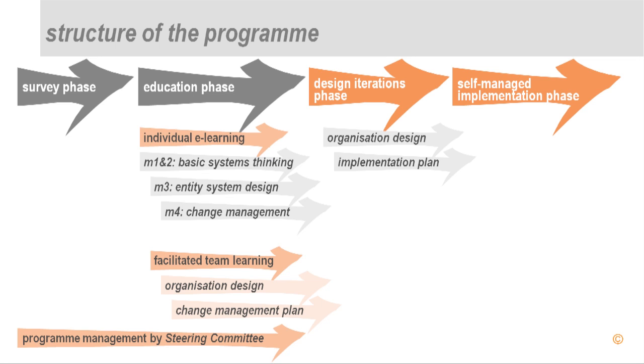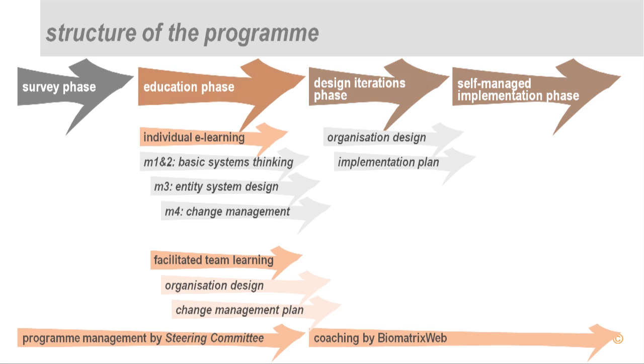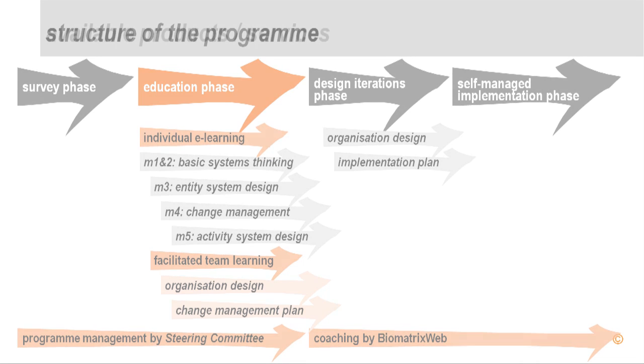Other organizations will want to continue to use the experience of Biomatrix Web for coaching the program participants and supervising the facilitation of phases 3 and 4. The participants who want to receive a certificate in systemic organization transformation from the University of Stellenbosch Business School need to do another individual e-learning phase and complete Module 5 on function redesign, and then submit a final individual assignment on the redesign of their work function.